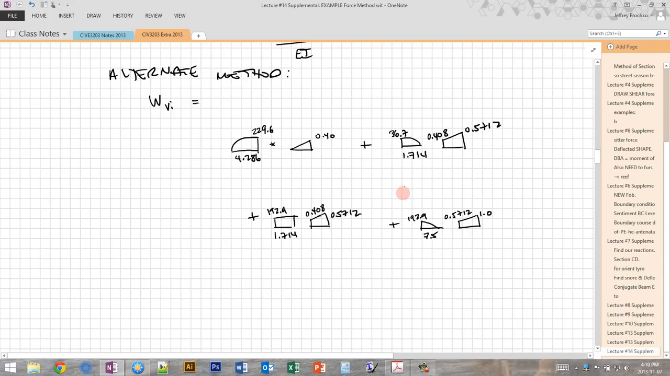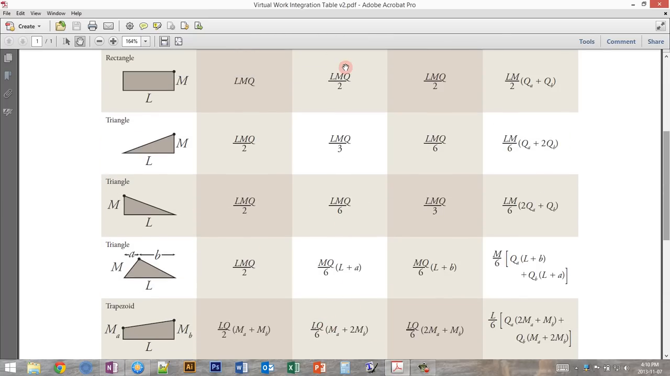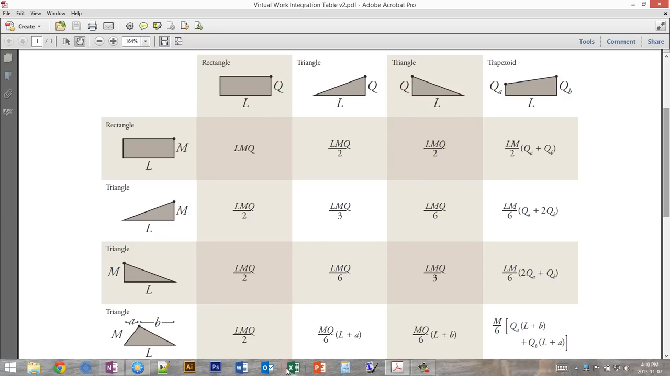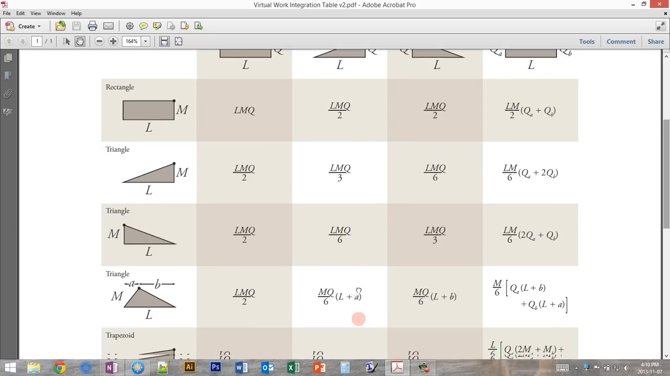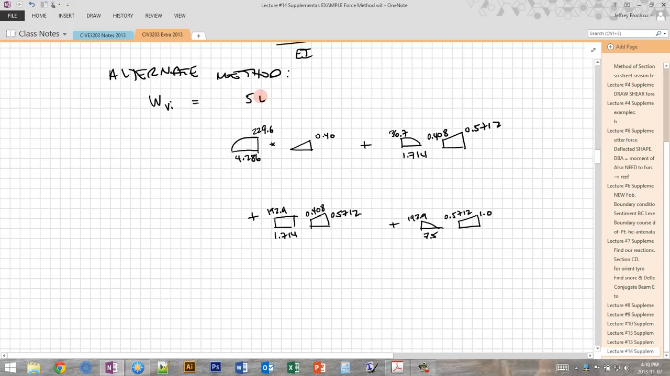So now that we have the geometry for all of these, we can look at our table. For the first one, we have a parabola that is high on the right times the triangle. So we go here, we find the parabola times, here's the triangle. We find the value for the integration of that product is 5LMQ over 12. So here we say 5LMQ over 12, and then we do that for the rest of these shapes as well.